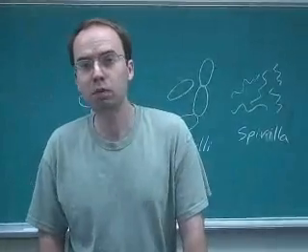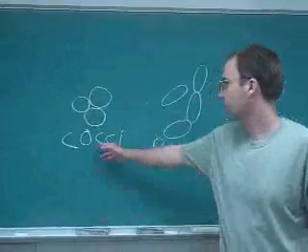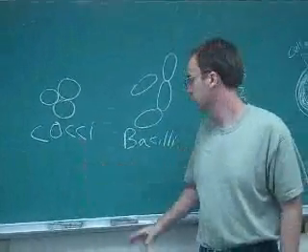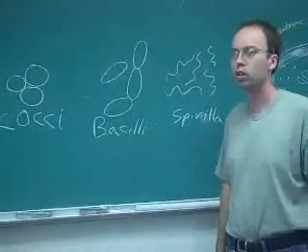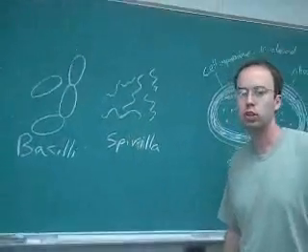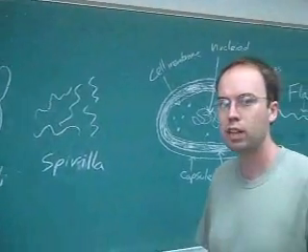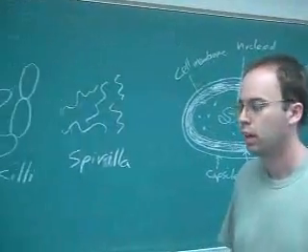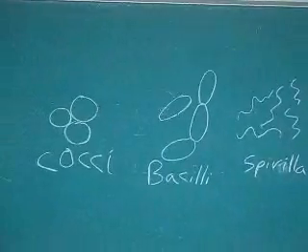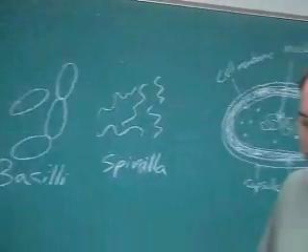Okay, there are three main morphological shapes of bacteria you need to know. They are cocci, which are ball-shaped bacteria, bacilli, which are rod-shaped bacteria, and spirilla, which are kind of spiral-shaped or thread-shaped bacteria. So you're going to need to be able to recognize all three types if you see them from a photograph. I'm not going to pull a photograph up on the video monitor today, but you can find photographs of them up on Blackboard.